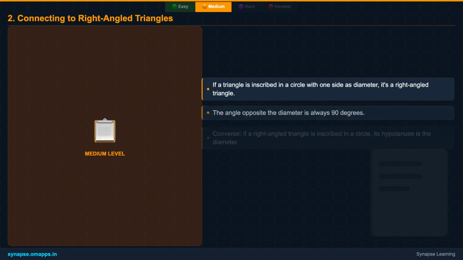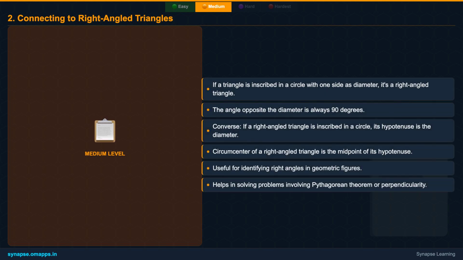Now, let's walk through a formal proof using the angle subtended at the center. Imagine AB is the diameter of a circle with its center at O, and C is any point on the circumference. We want to show that angle ACB is 90 degrees. The arc ACB, which is a semicircle, subtends angle AOB at the center. Since AOB is a straight line, angle AOB is 180 degrees. The same arc also subtends angle ACB at point C on the circumference.